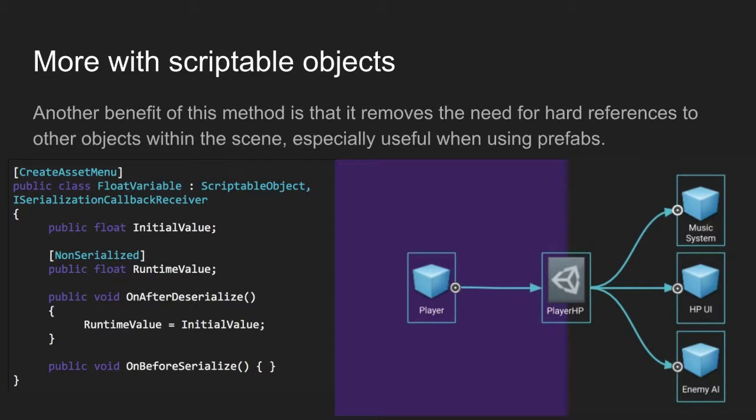So like I said, you shouldn't modify serializable values inside of scriptable objects. So the way they did it is that they had a non-serialized attribute called runtime value, and then they extended ISerializationCallbackReceiver and had it so that the runtime value is set equal to the initial value.